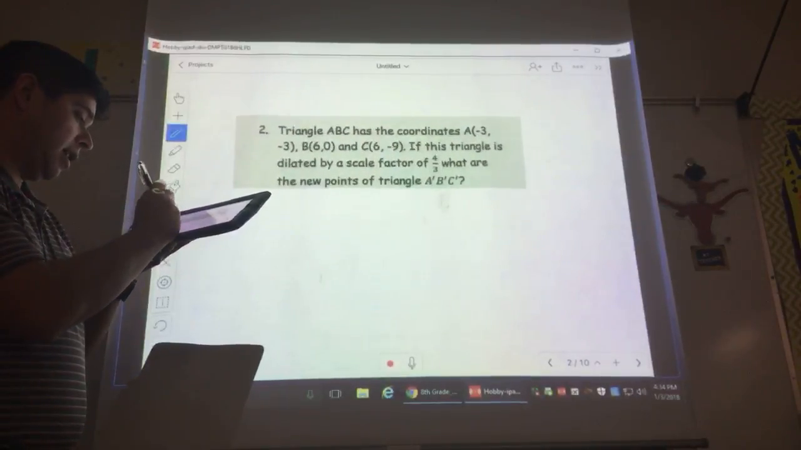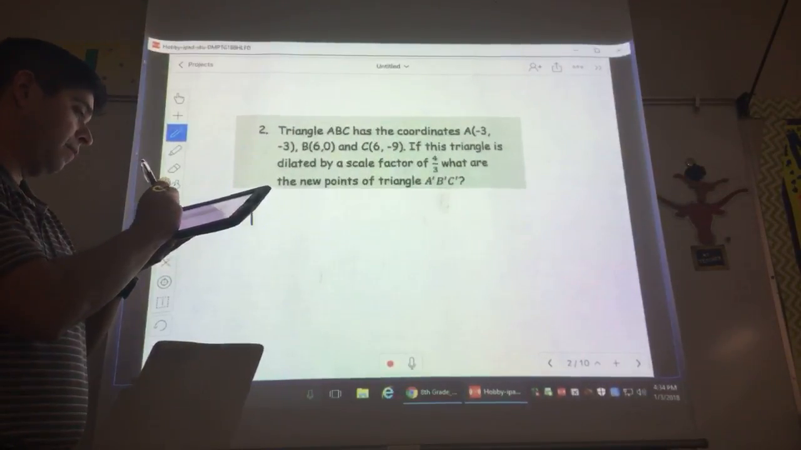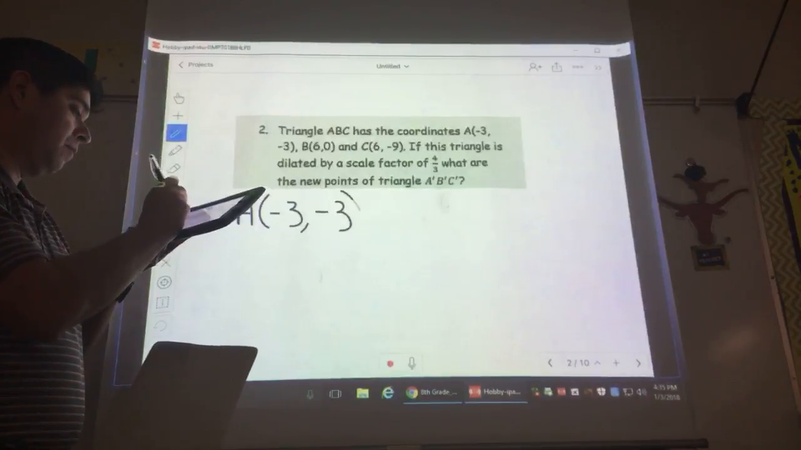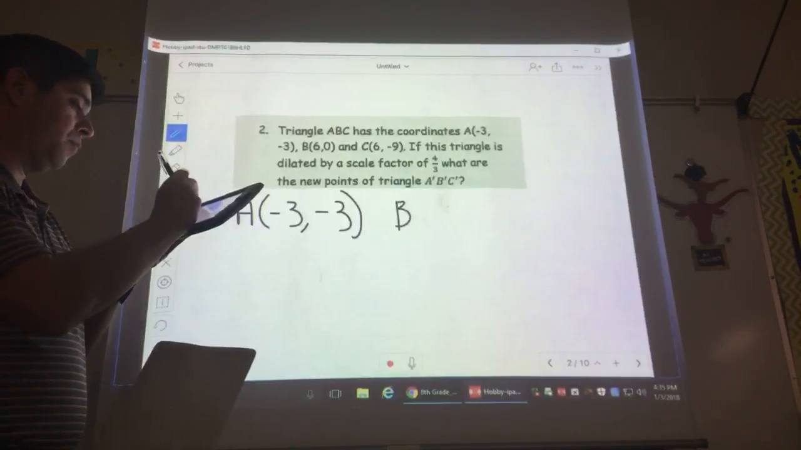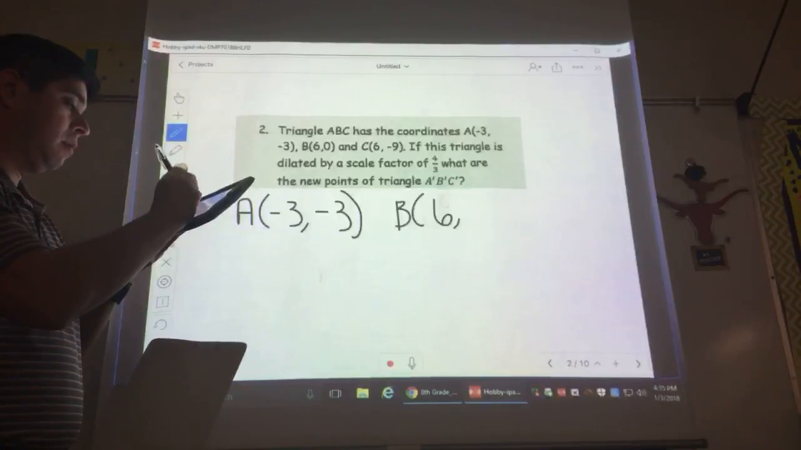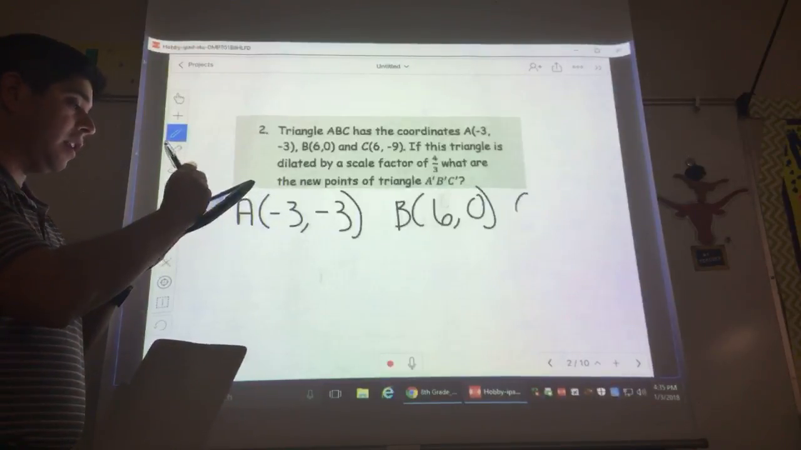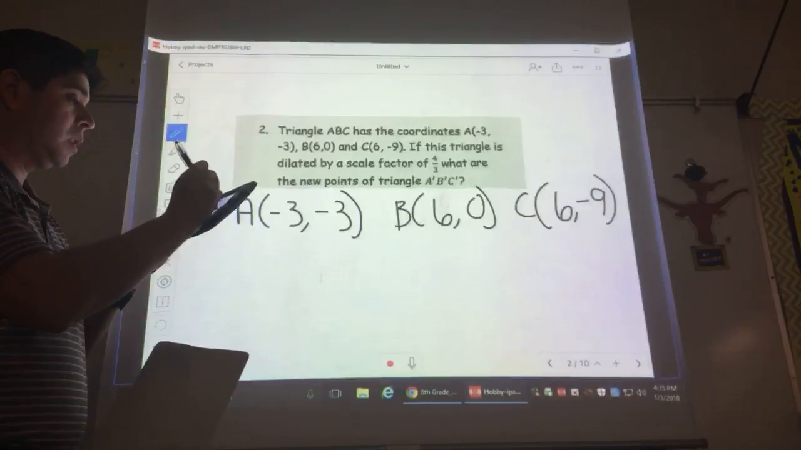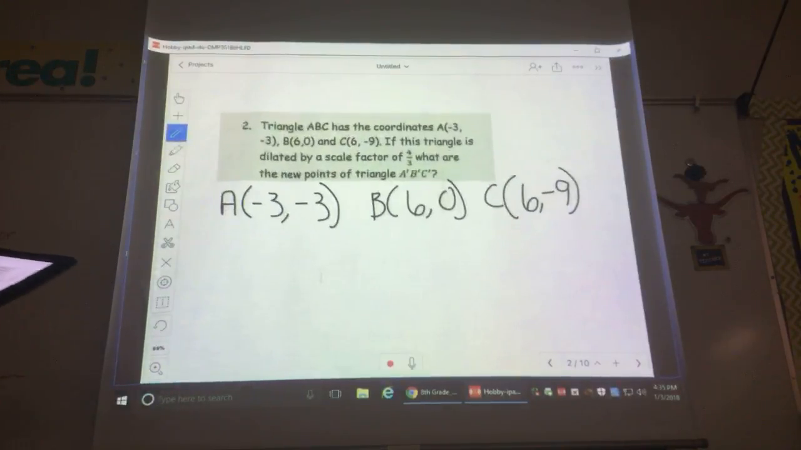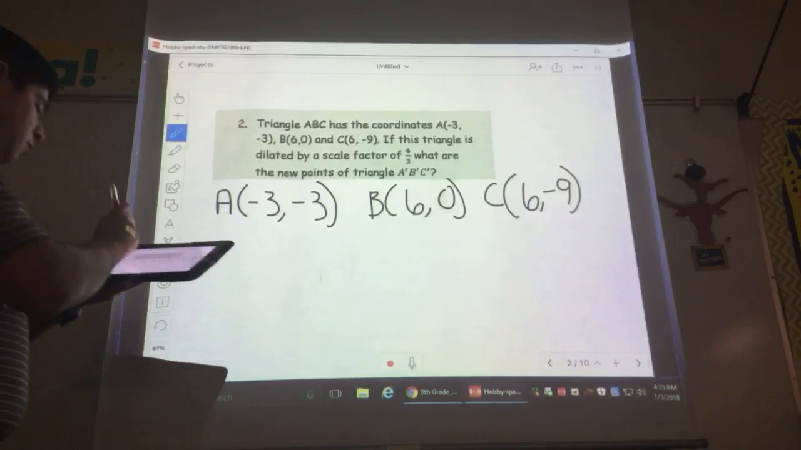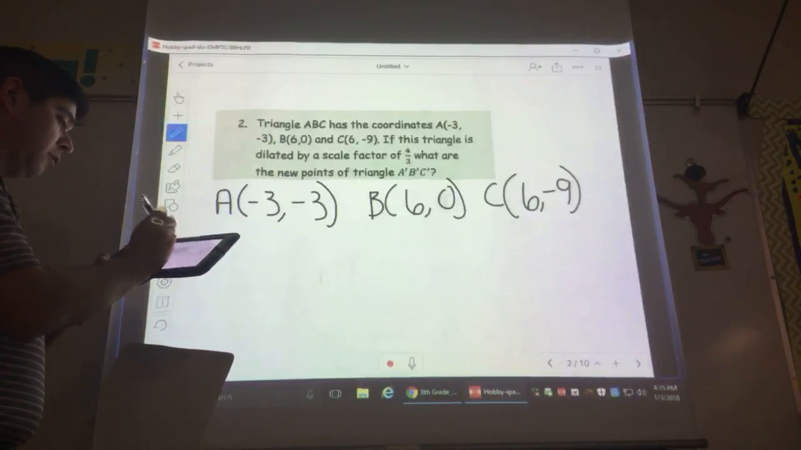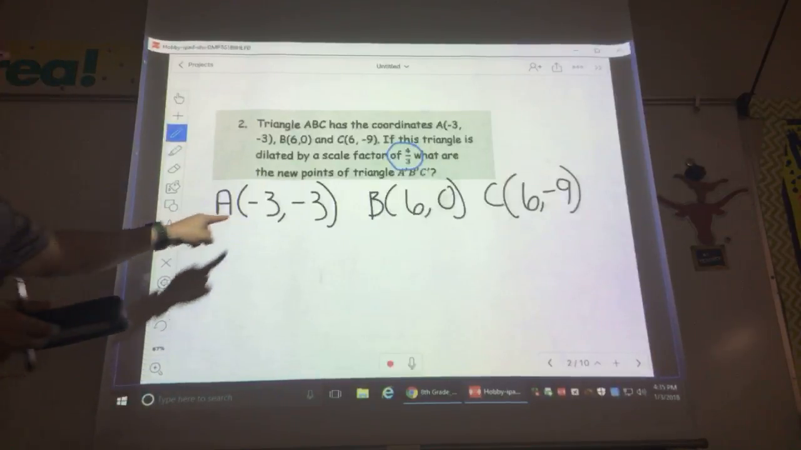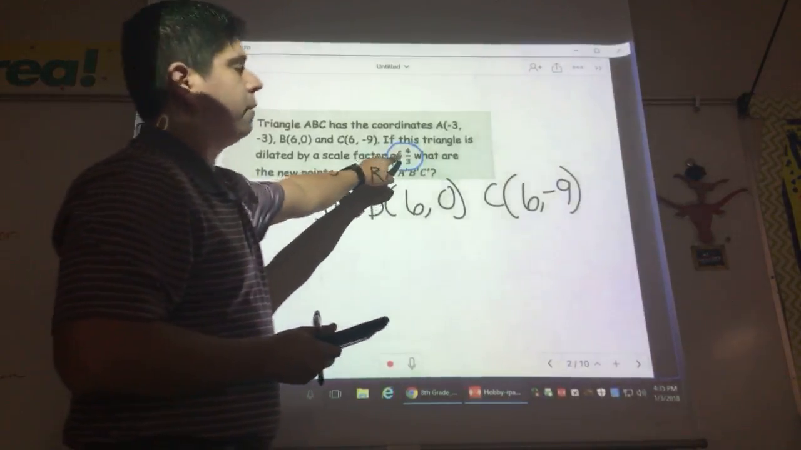Okay, so I got A, -3, -3. I got B, which is 6, 0. And then I have C, which is 6, -9. All right. So remember, I got these points here. My scale factor, which is what I'm going to circle in blue for you, is 4/3. So we're multiplying every single number here by 4/3.